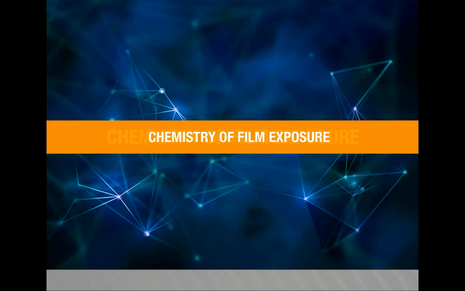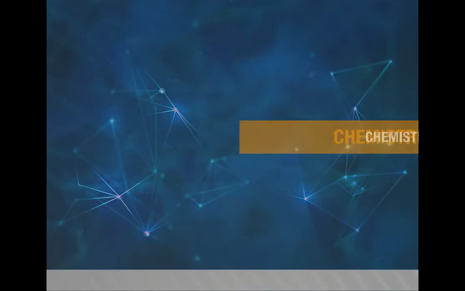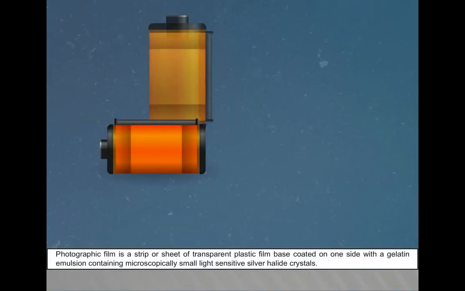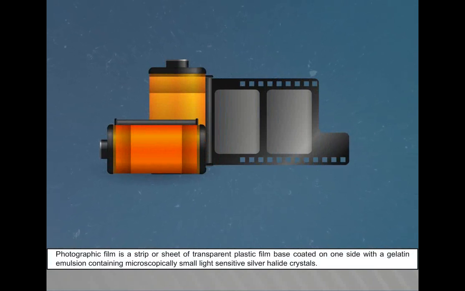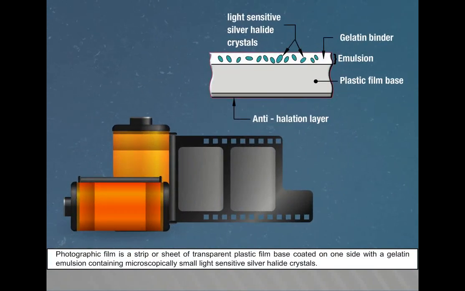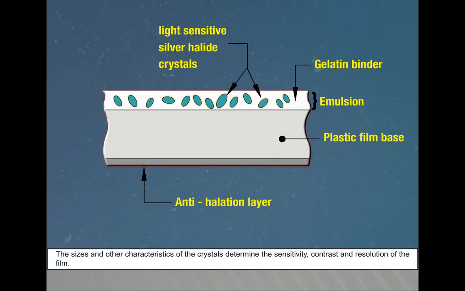Chemistry of film exposure. In this video, we are going to see about chemistry of film exposure. Photographic film is a strip or sheet of transparent plastic film base coated on one side with a gelatin emulsion containing microscopically small light-sensitive silver halide crystals. The sizes and other characteristics of the crystals determine the sensitivity, contrast, and resolution of the film.